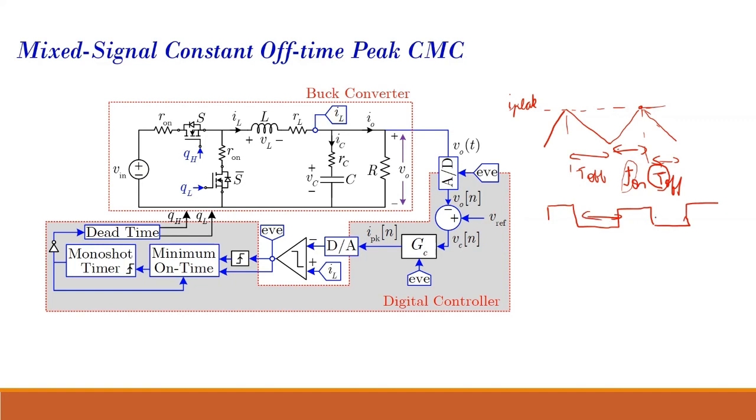So this will be fixed. T off will be fixed. This will be T on 2, T on 1. They will vary. Okay. And then because it is constant off time control, it is peak current mode control.